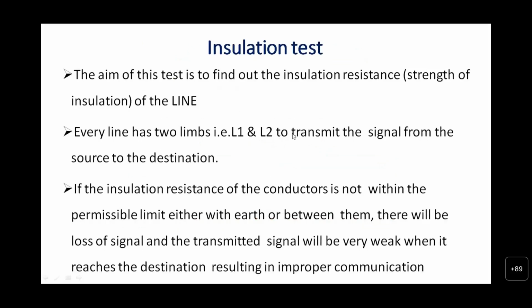The next one is the insulation test. The aim of this test is to find out the insulation resistance, the strength of the insulation of the lines. Every line has a limb, that is L1 and L2, to transmit the signal from source to destination. If the insulation resistance of the conductor is not within the permissible limit, either with the earth or between them, there will be a loss of signal, and the transmitted signal will be very weak when it reaches the destination, resulting in improper communication.